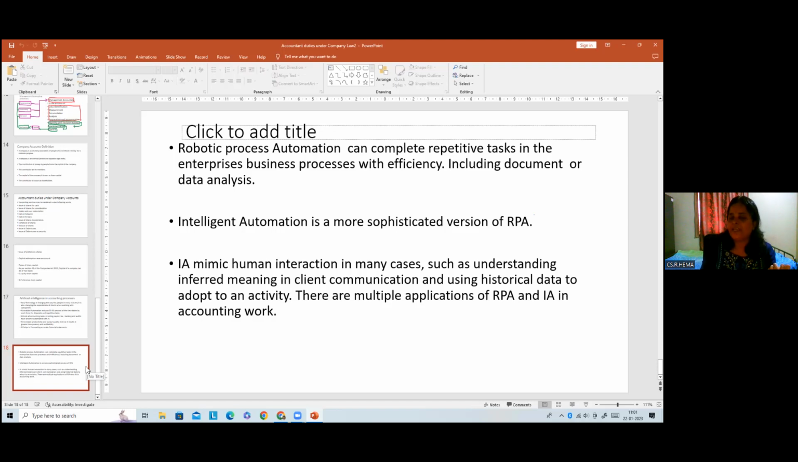There are multiple applications of RPA and IA in accounting work. Generally, multiple applications of RPA and IA work for accounting. So accounting in future will be based on this AI. So it's my gentle advice that doing a diploma in artificial intelligence and accounting process is more useful as an accountant. And I have completed my PPT presentation on your duties. Yeah, I think I have completed.